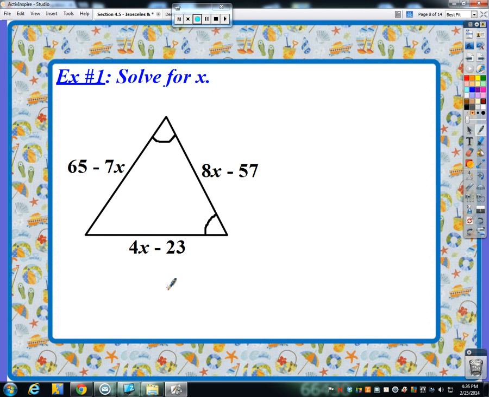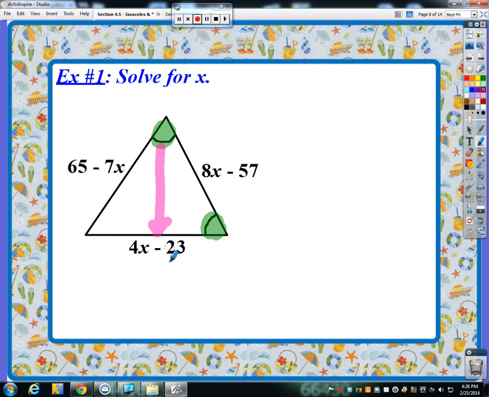It doesn't tell me which sides are equal that I could set equal to each other. But notice the congruent angle markings. If I have 2 congruent angles, that means I have 2 congruent sides. Thus, it is isosceles. Now, which sides are the ones that are congruent?